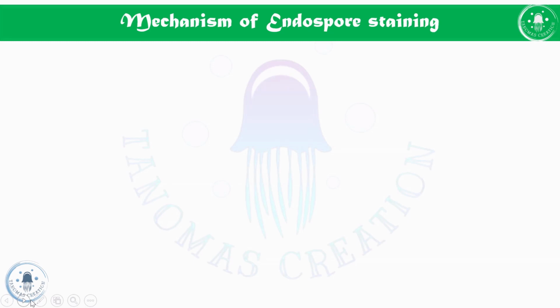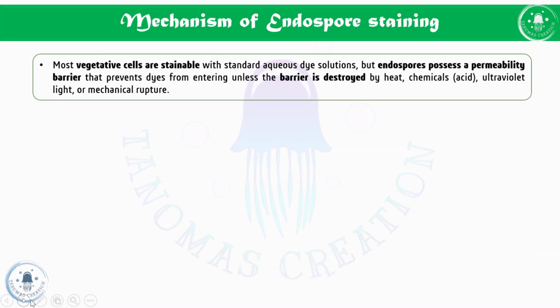Now what is the mechanism behind this staining process? Why does it take this color? Why does the vegetative cell not take the green color? Okay, so we'll look into the mechanism of it. Most vegetative cells are easily stainable, because they do not have that much layer.